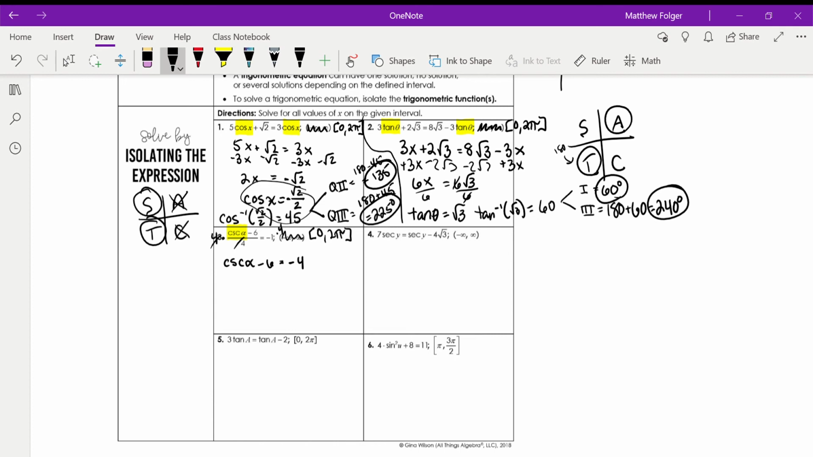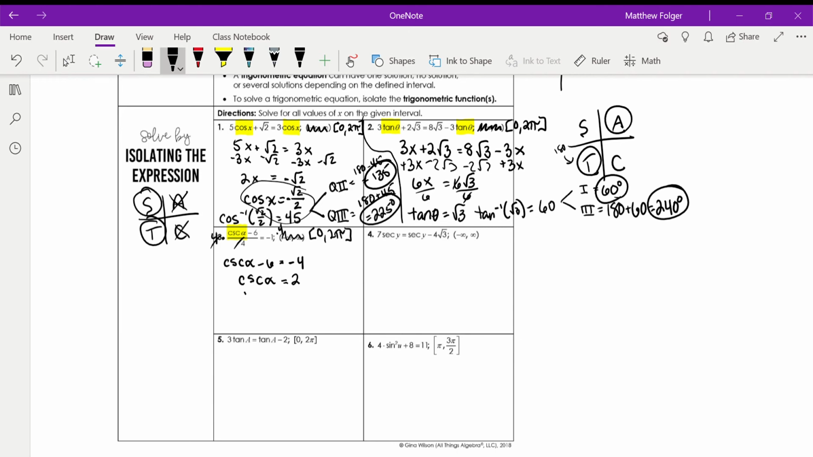And then I have to add 6. So cosecant alpha equals 2. So there's my final equation that I can do inverse for. But remember, there is no cosecant in the calculator. I cannot do inverse cosecant.